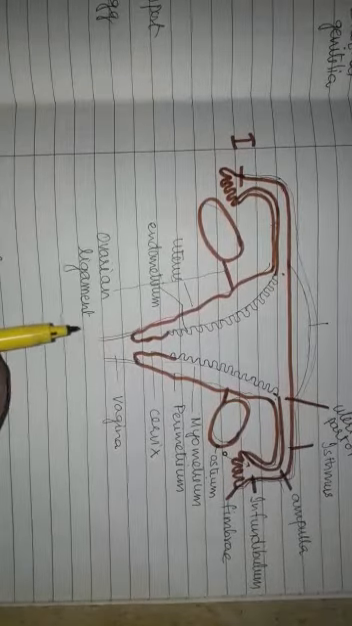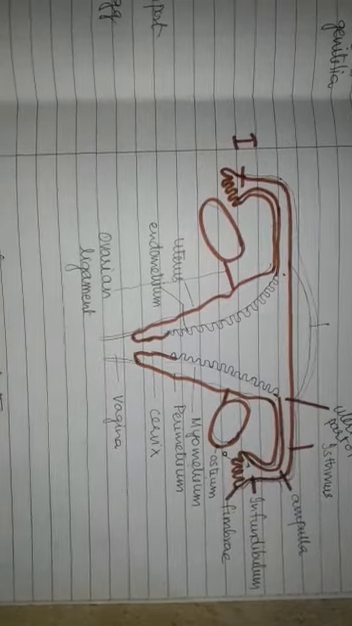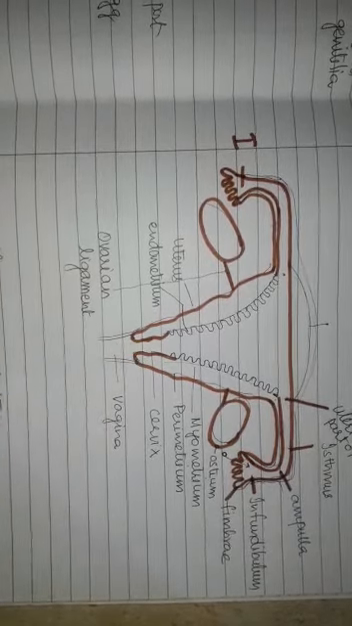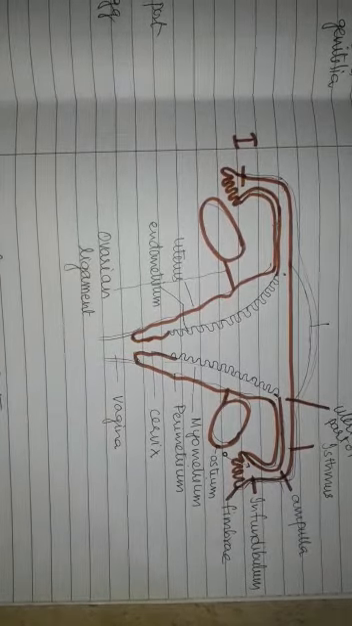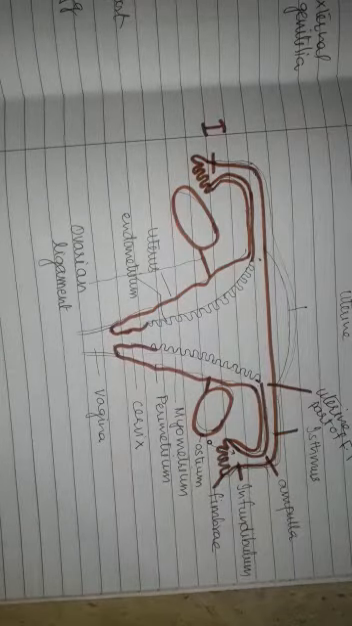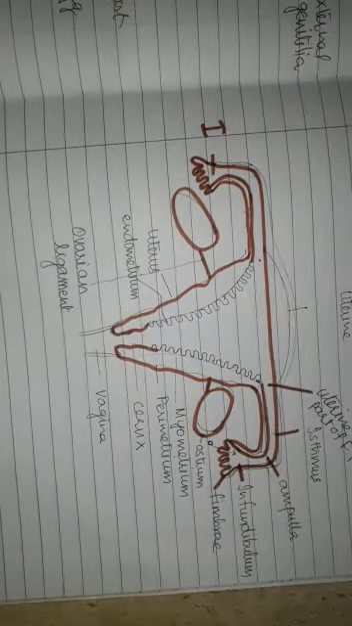Now the uterus, the central median sac which is specialized for the development of embryo. Uterus is attached to the body wall by a broad ligament which is called mesometrium. Uterus shows four regions.